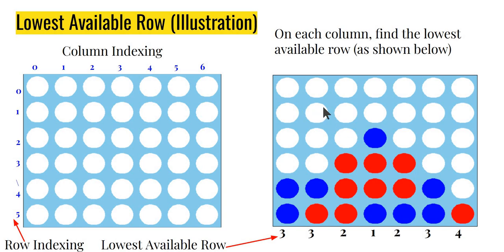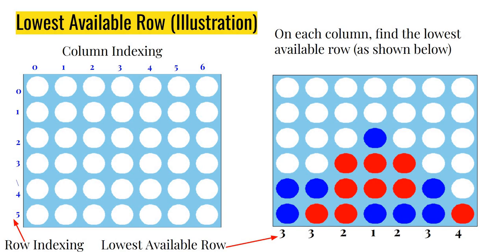What we are going to do is find out, for a given column, the lowest row. Just take an example. For example, here in this column, the lowest row is 3, because remember it's 0, 1, 2, 3, 4, 5. That's the row indexing. For this column over here, the lowest row is 1. And for this column, for example, the lowest row is 4. It turns out also that if the column is full, then I'm going to return a lowest row of -1. That's just my definition.